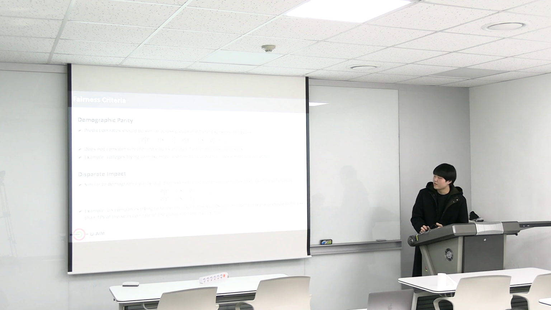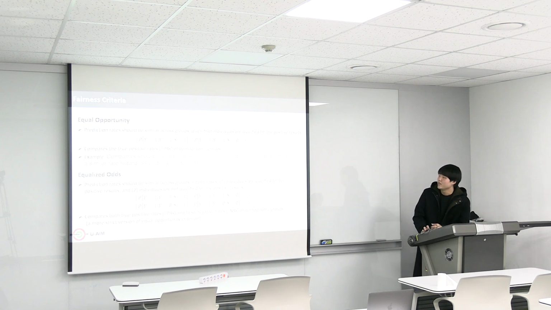Another criterion is disparate impact, which is conceptually very similar to demographic parity, but it compares the ratio between prediction rates rather than the difference. An example is that companies in the US, by regulation, should follow the four-fifths rule, which requires that the selection rate for any group should be no less than 80% of the selection rate of the group with the highest rate.